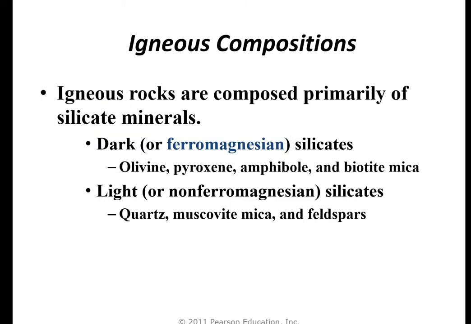Igneous compositions are composed primarily of silicate minerals. If they are dark in color, or ferromagnesian silicates, they contain olivine, pyroxene, amphibole, and biotite mica. If they are light, or non-ferromagnesian silicates, then they are formed of quartz, muscovite mica, and feldspars.